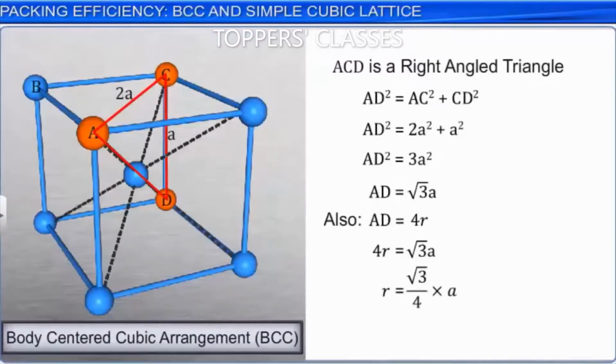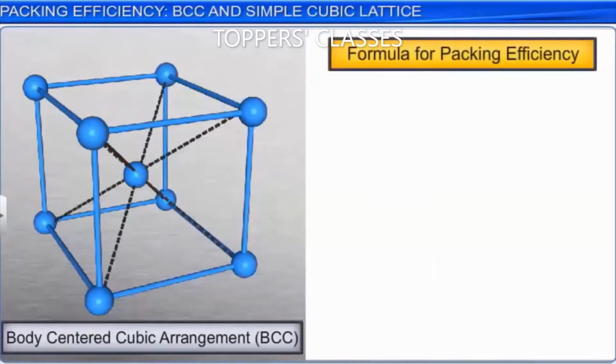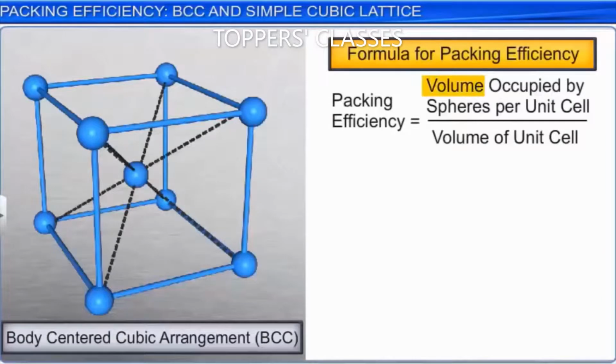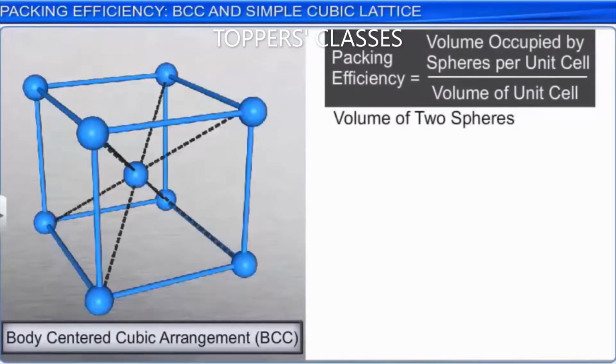Let us now see the formula for packing efficiency. It is the ratio of the volume occupied by spheres per unit cell to the volume of the unit cell. So, the volume of two spheres per unit cell is given by 2 into 4 upon 3 into pi into (root 3 upon 4 into a) whole cube. The volume of a unit cell is given by a cube.